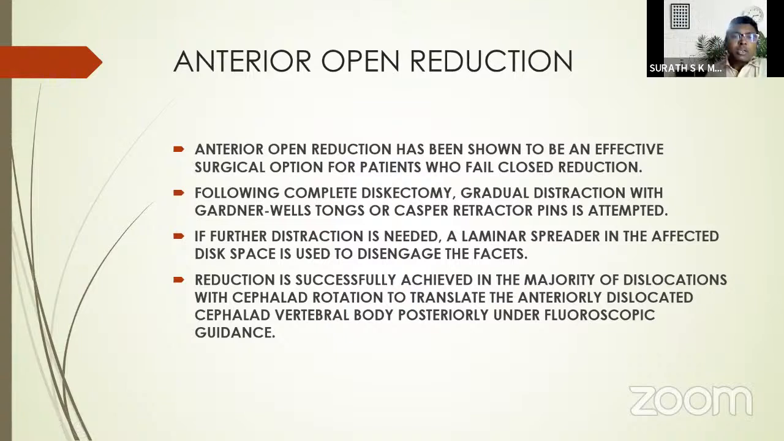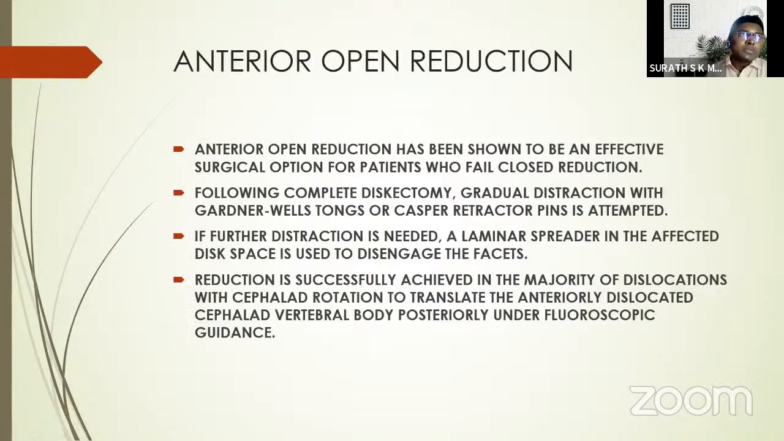I don't need to go into detail, because as neurosurgeons, we all know how we do this. So closed reduction with Gardner-Wells tongs, and open reduction. Usually we use Caspar distractor pins. Sometimes we use the laminar spreader. And most of the time we can achieve a successful reduction from the anterior approach.